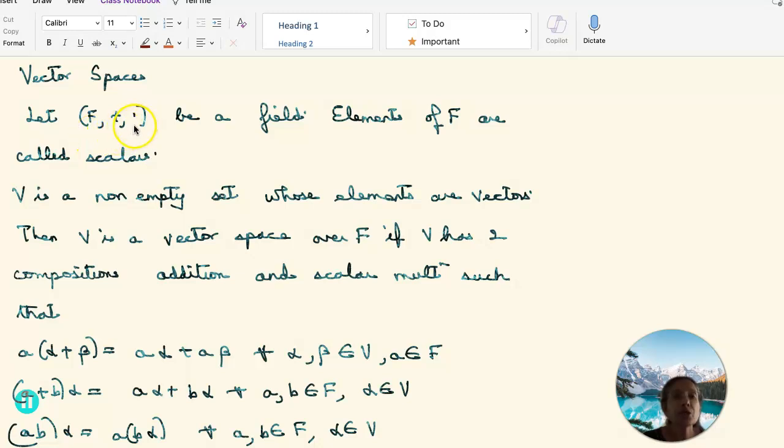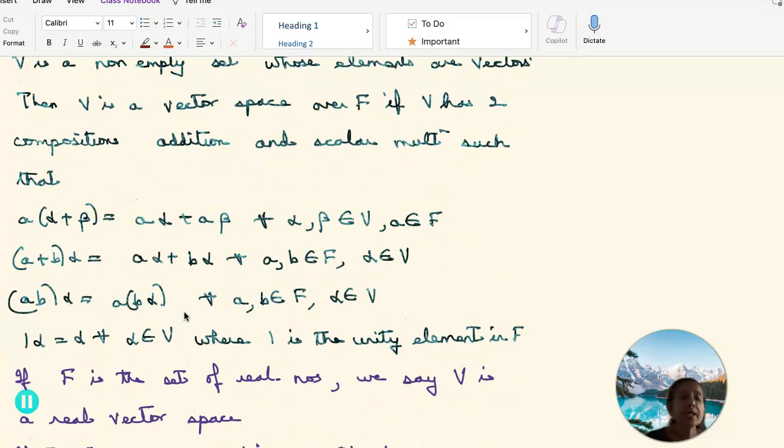Let F, +, · be the two operations, addition and multiplication. On F it's a field and elements of F are called scalars. V is a non-empty set whose elements are vectors. Then V is a vector space over F if V has two compositions, addition and scalar multiplication, such that there are some properties: a(α + β) = aα + aβ for all α, β belonging to V, a belonging to F.